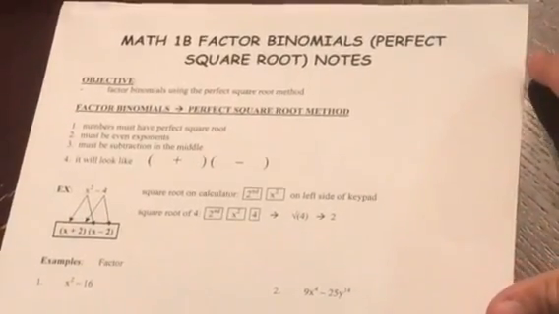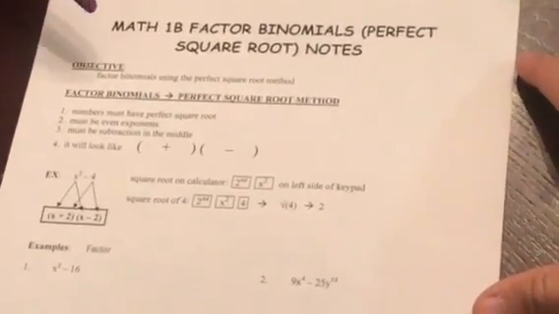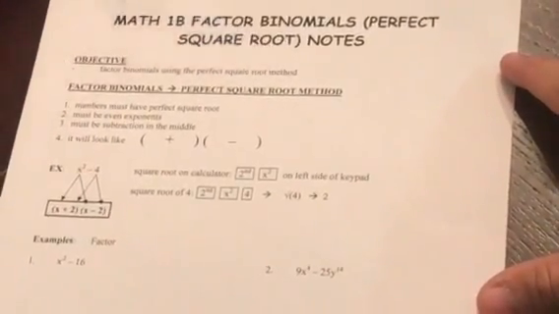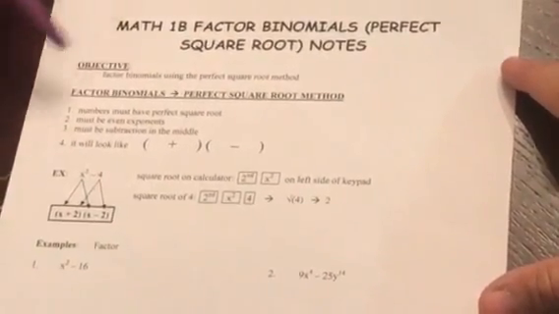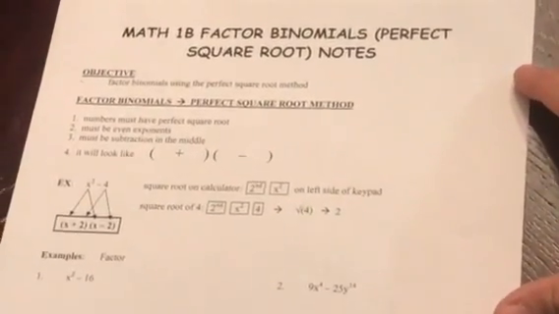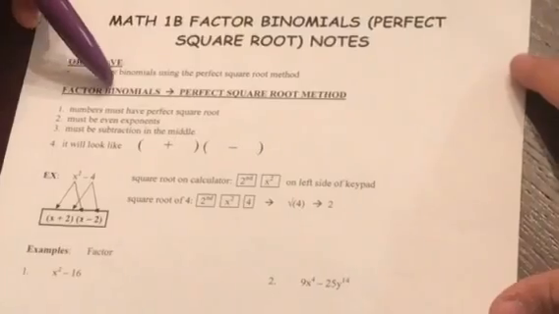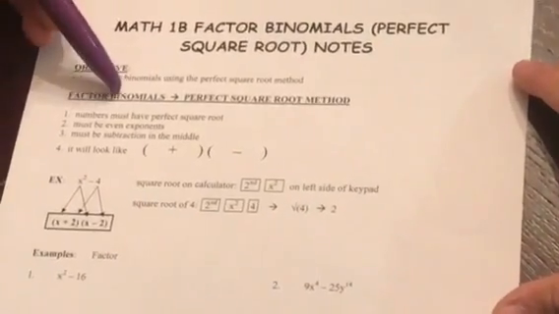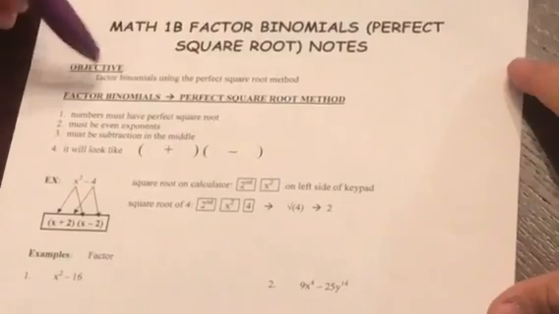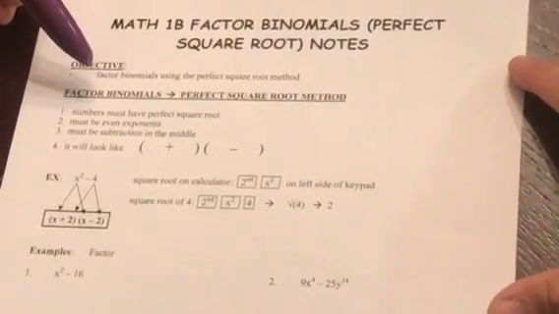Today we're going to learn how to factor binomials using a perfect square root method. The word factor means we're going to break things down into its smaller parts. A binomial, the prefix bi, means the number 2. So everything that we work with will have 2 parts to it.